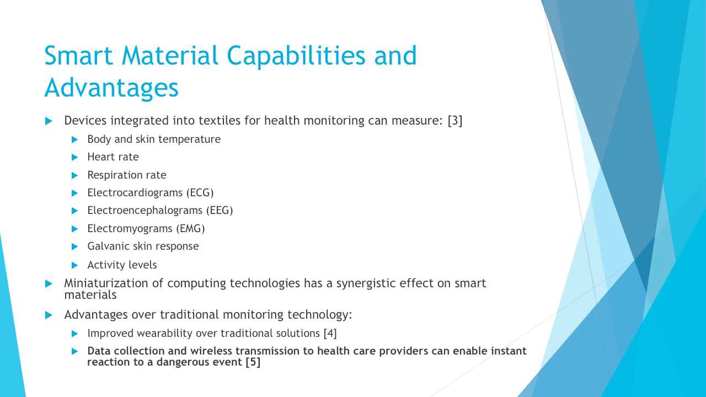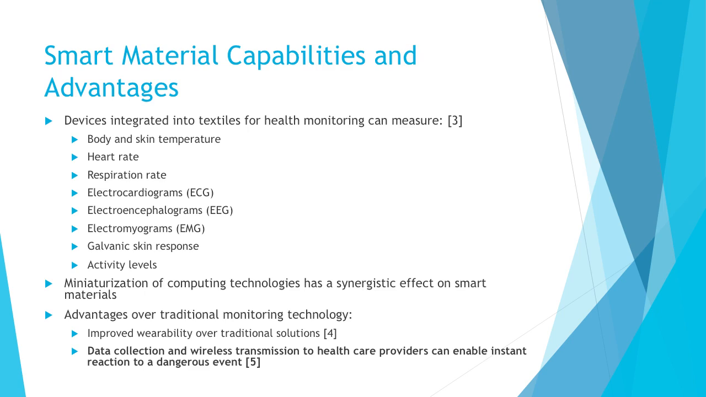Smart materials used for health monitoring are varied and can include a multitude of different smart characteristics. These systems can be used to monitor body and skin temperatures, heart rate, respiration rate, electrocardiograms, electroencephalogram, electromyogram, galvanic skin response, and activity levels.